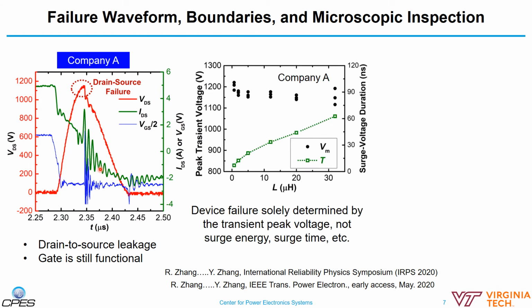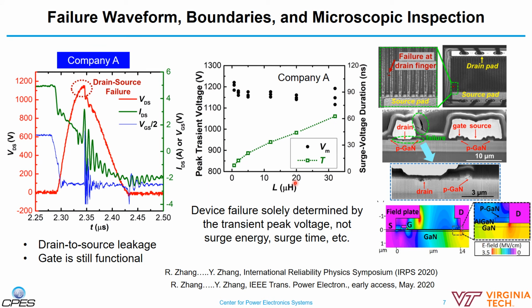Okay. Then we tested the peak transient voltage of the device at failure with different load inductors. It should be noted that different load inductors induce a different period of the resonance, or different surge voltage durations. From here we can see the peak transient voltage for failure doesn't really depend on the load inductor. That indicates the device failure is solely determined by its transient breakdown voltage.